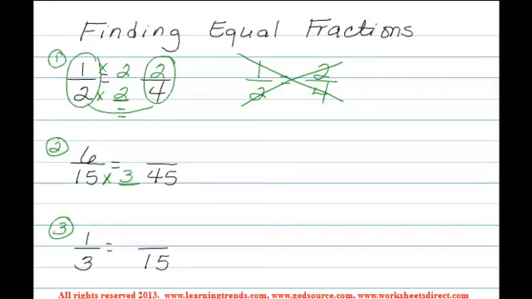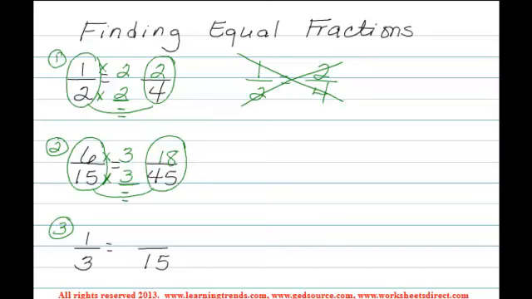And because we multiplied the denominator by 3 in example 2, we have to multiply the numerator by 3 as well, and 6 times 3 is 18. So 6 over 15 is equal to 18 over 45.